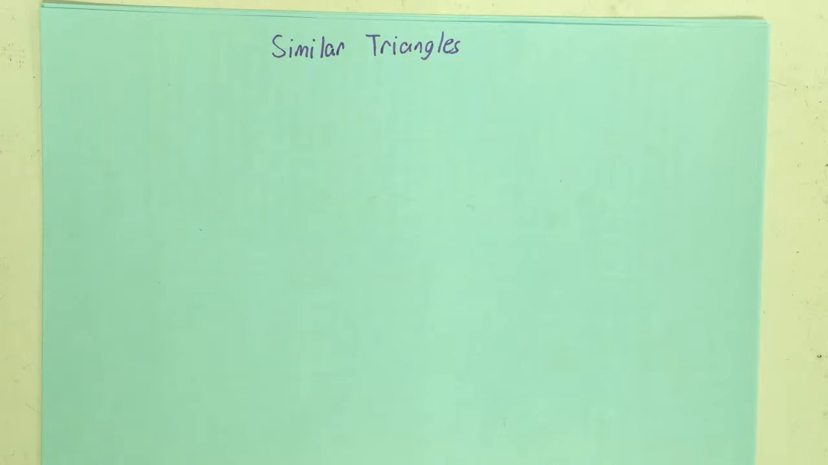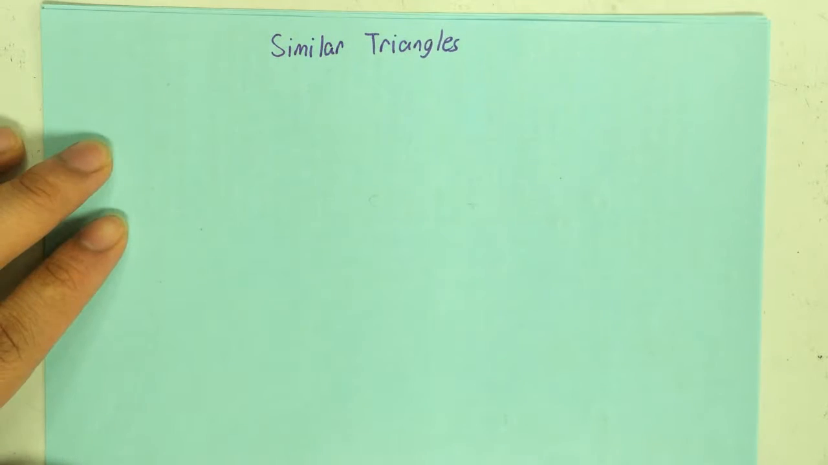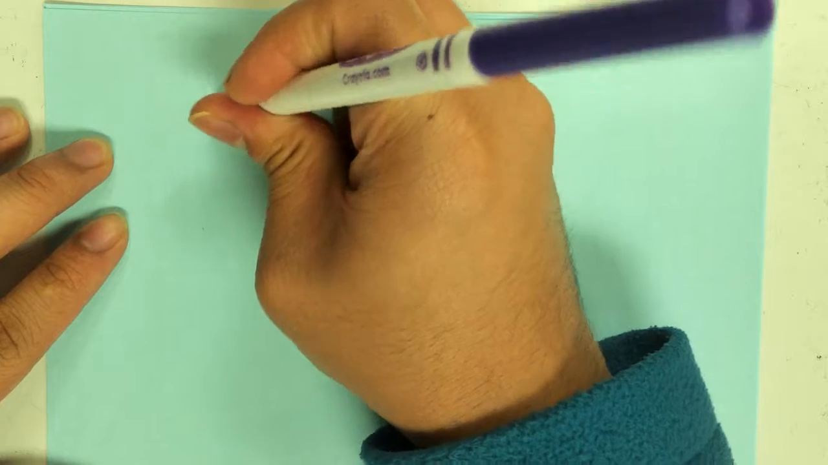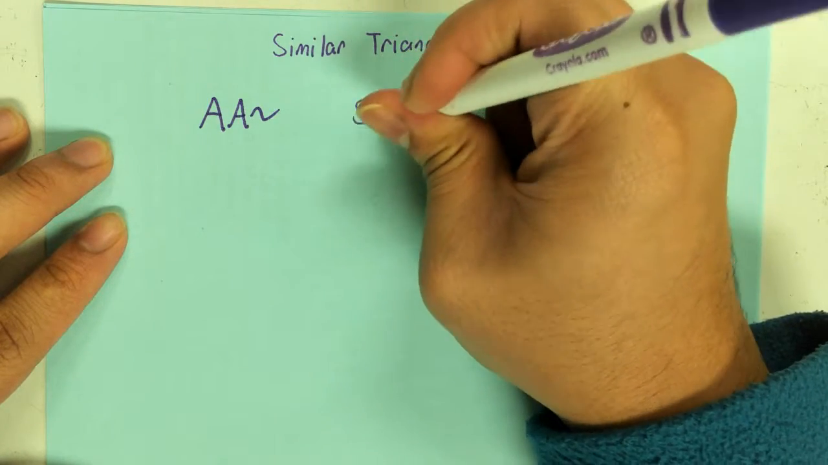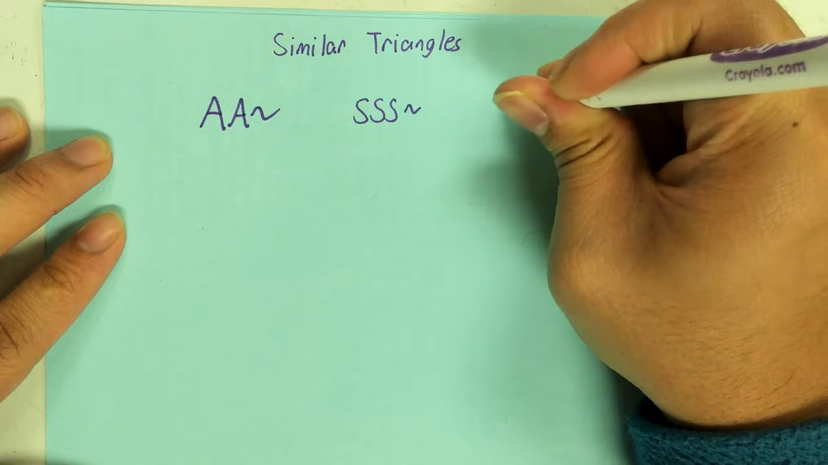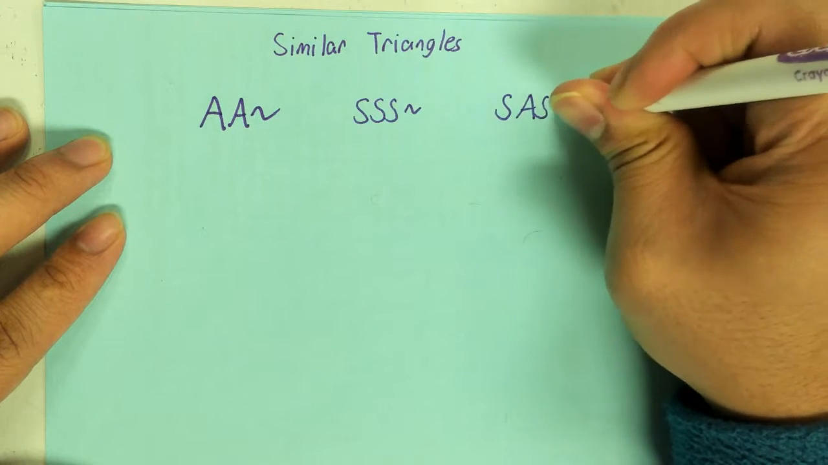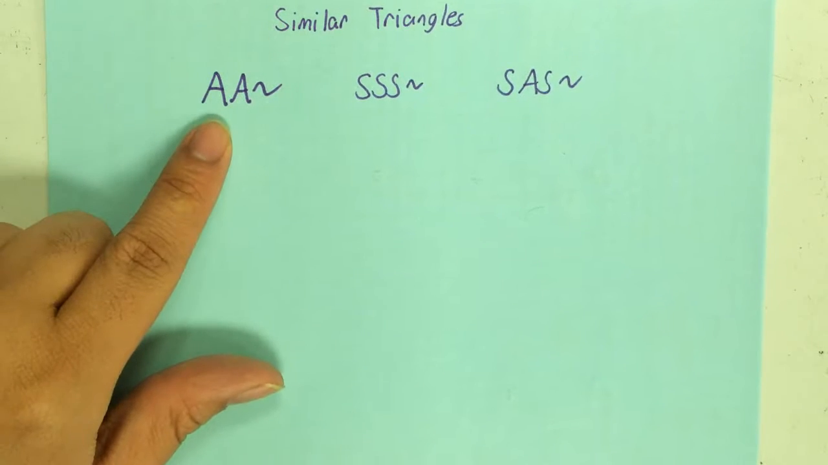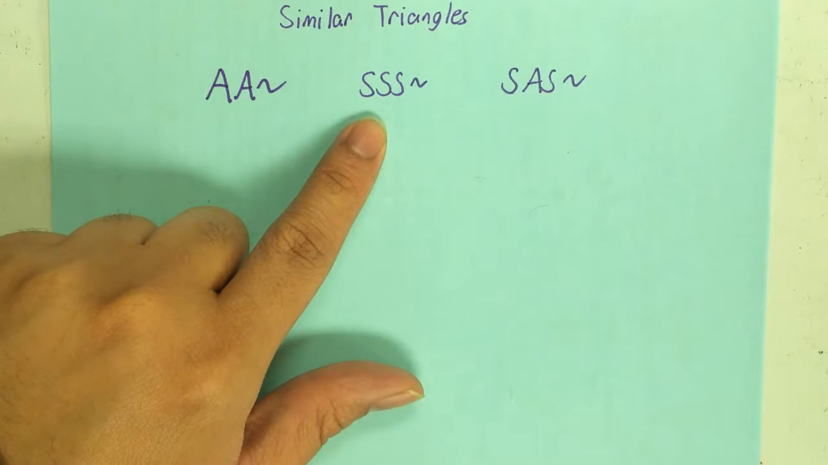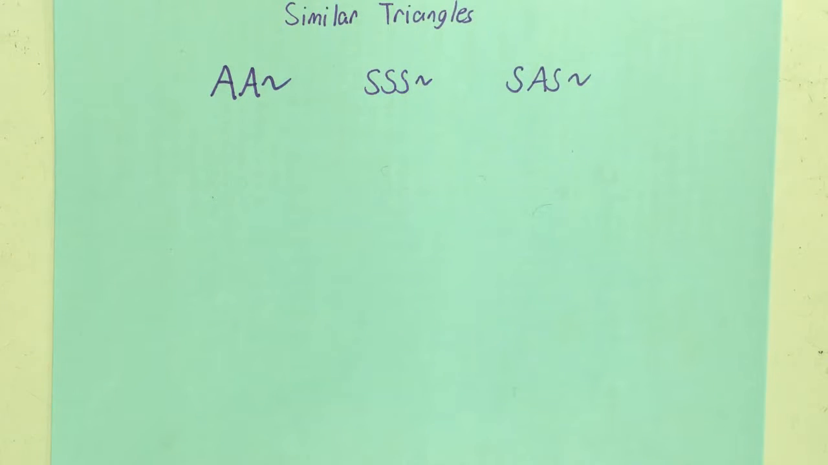Today we will be going over similar triangles. So just like with congruent triangles, there are shortcuts that allow us to tell if triangles are similar. The three shortcuts are AA, SSS, and SAS. So this stands for angle, angle, side, side, side, and side, angle, side.